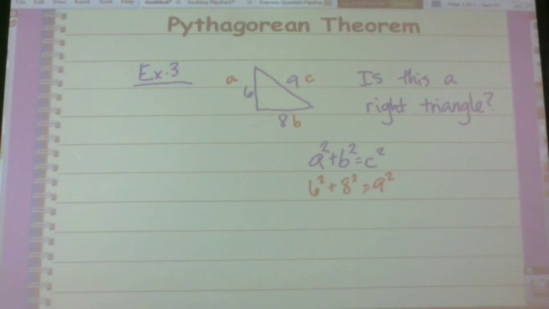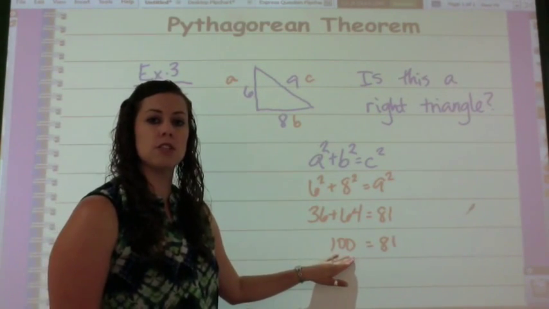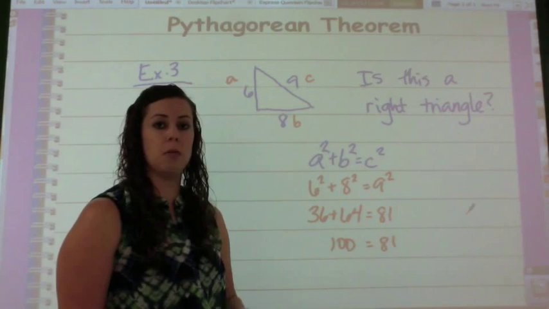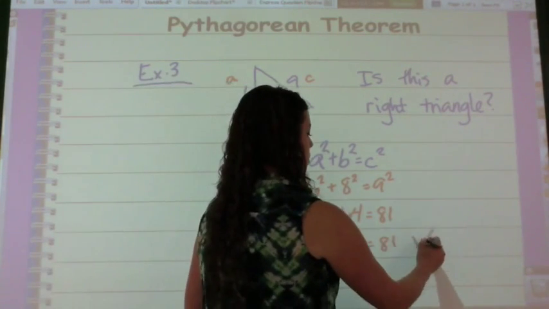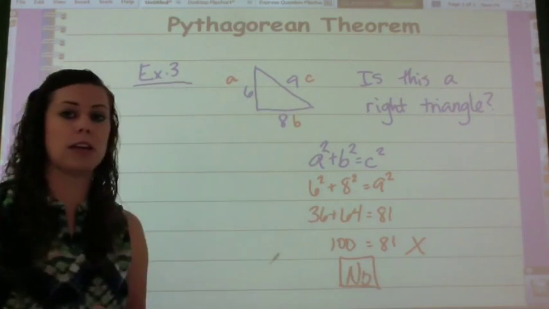6 squared is 6 times 6, which is 36, plus 8 squared, 8 times 8 is 64, equals 9 squared, 9 times 9, 81. Then do the math on this left side. 36 plus 64 is 100, equals 81. We know one thing about equations is that they have to be equal on both sides. So when I look at this, is this equation true? Does 100 equal 81? No, it's not true. So therefore, the answer is no, this is not a right triangle.